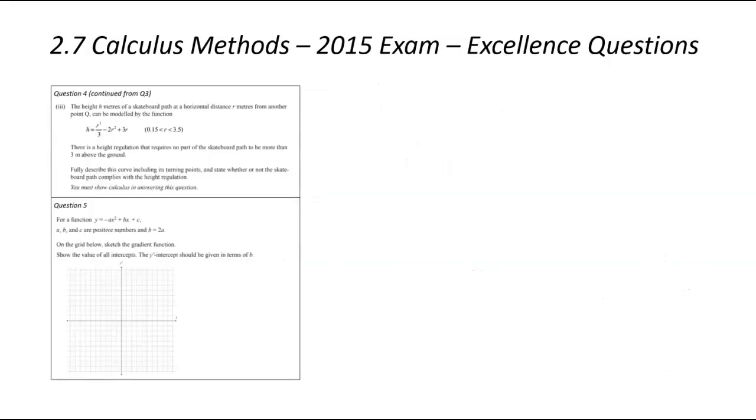And now on to question number 4, and this is the same context of question 3 about the skate park. The height of a skate path, the horizontal distance is r meters from a particular point Q, and our skate park can be modeled by that. Straight away I'm seeing r cubed, which means it's a positive cubic, so it'll look a bit like that. But it does have a domain, so that probably tells us that a part of it will be topped off. So we might not have this bit, and we might not have that bit up the top.